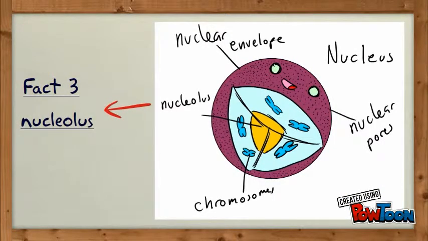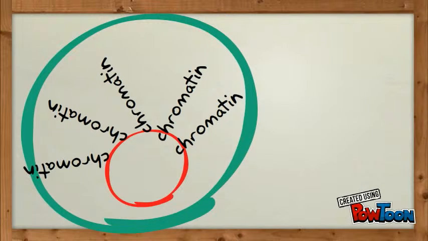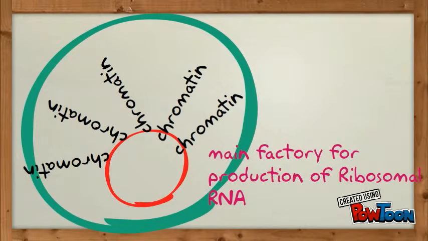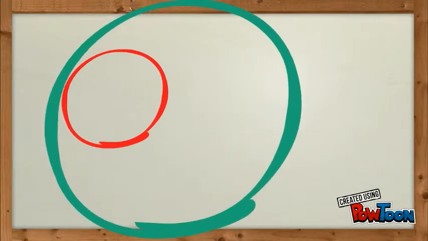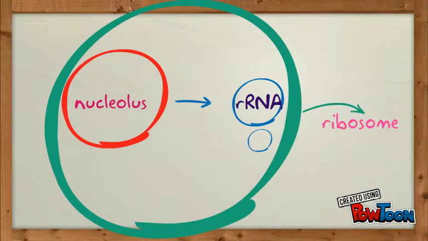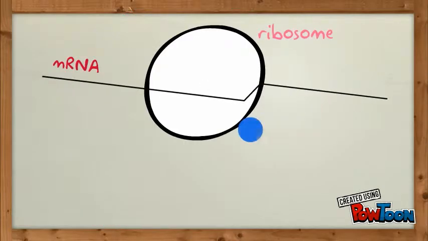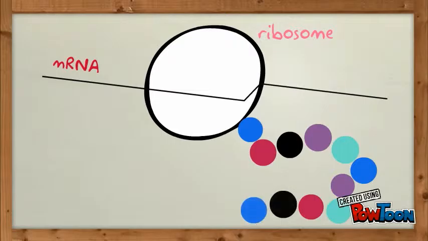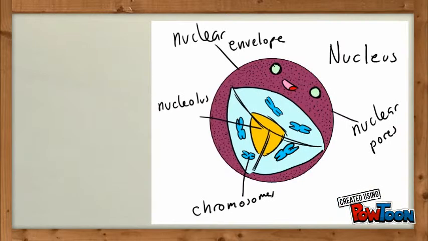Fact number 3. Inside the nucleus itself, there is a nuclear subdomain that serves as the foundation for nuclear structure called nucleolus. It is the main factory for production of ribosomal RNA, surrounded by chromatins. From the nucleolus, RNA will be produced, and the RNA will be translated into ribosome. Ribosome then will translate mRNA and synthesize protein by connecting one amino acid to another.